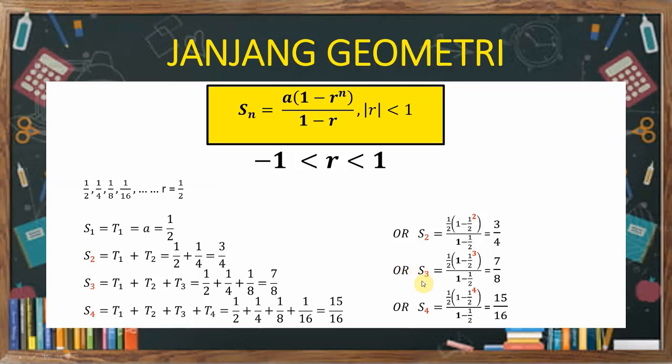Same thing goes to S3. Instead of adding T1, T2, and T3, we can use the formula of a into 1 minus r to the power of n over 1 minus r. And the answer is the same as how you listed it out.